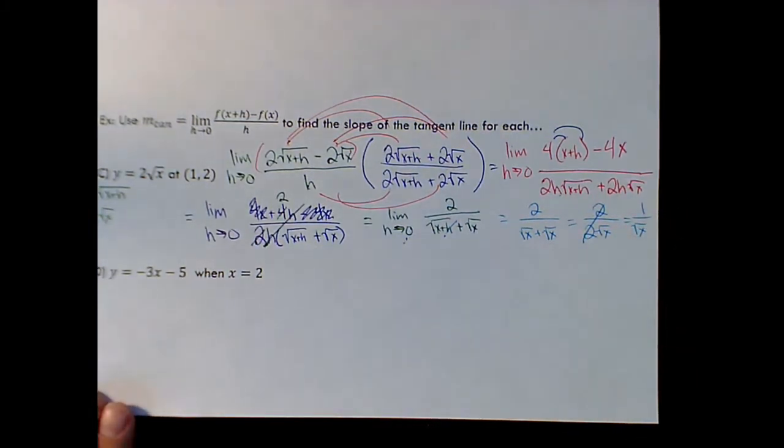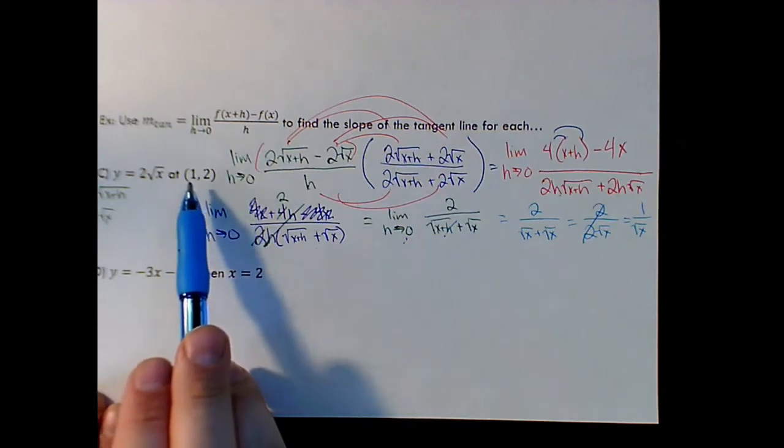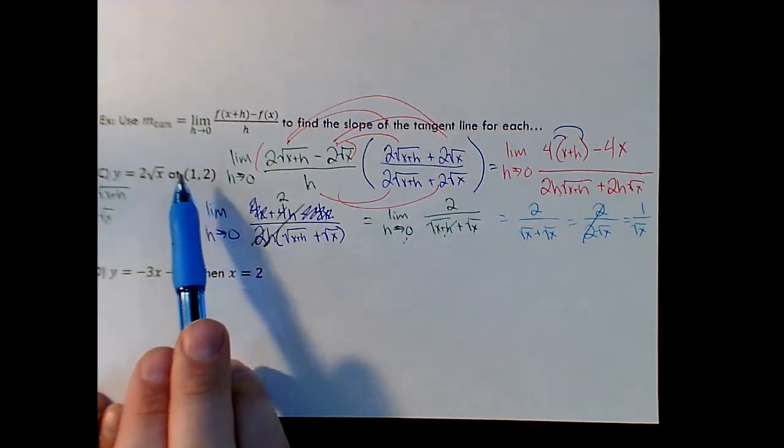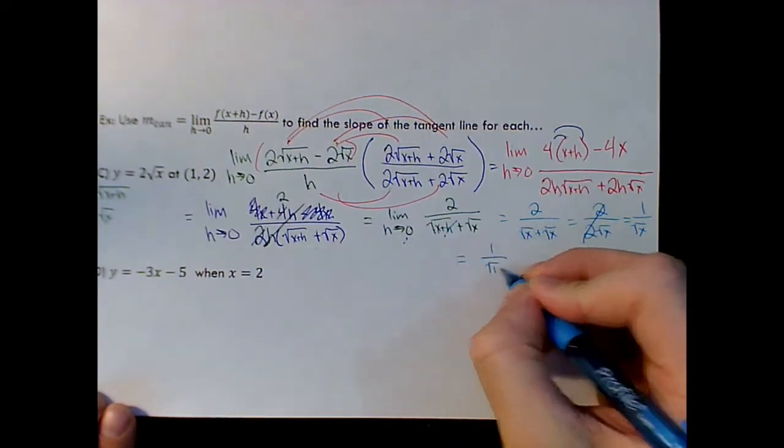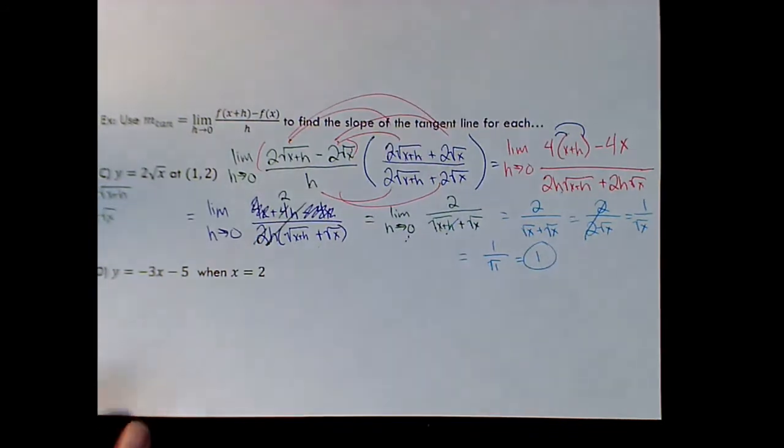Am I done? Of course not. I'm given a point. I only care about the 1, or the x value here. So I'm going to plug that in, which ends up being 1 over the square root of 1, which ends up being 1.